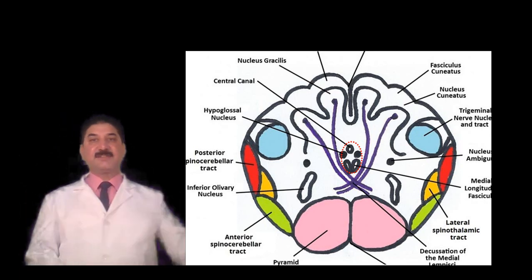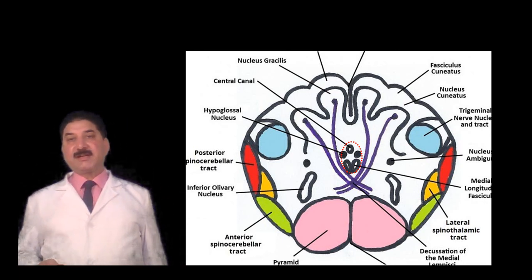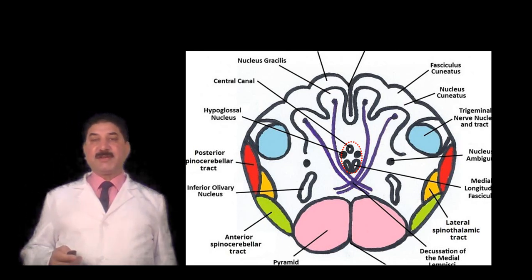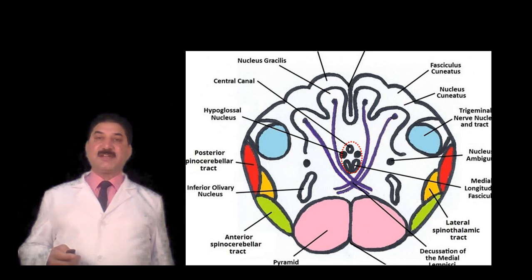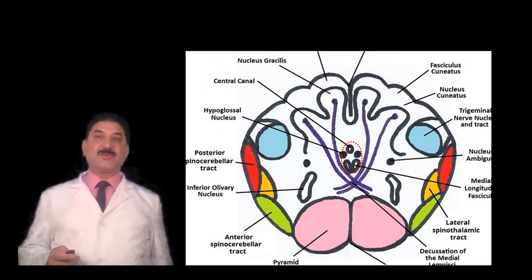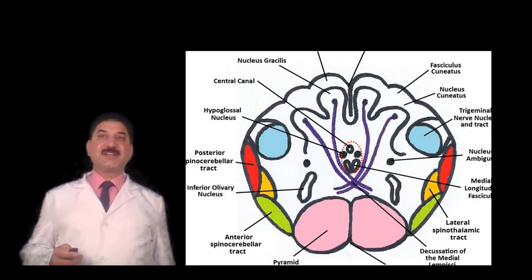Now, if we take a section at this level, what we see: corticospinal tract crossing at the level of pyramids, number one. Second, in the center, there is the central canal. Posteriorly, there is white matter of the medulla. There are two fasciculi, fasciculus gracilis and fasciculus cuneatus. Underlying fasciculus gracilis and fasciculus cuneatus are nucleus gracilis and nucleus cuneatus.